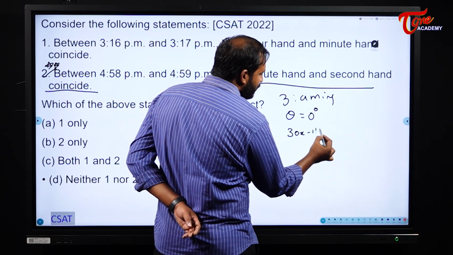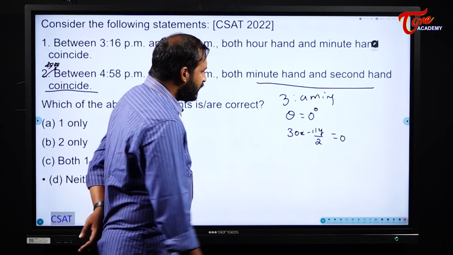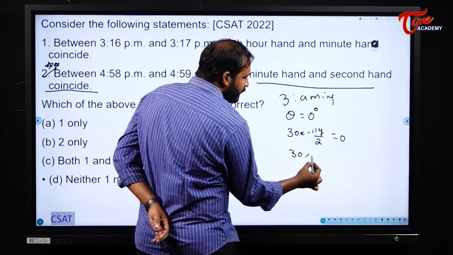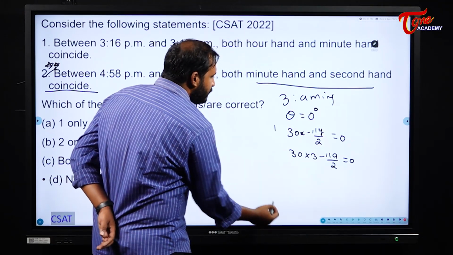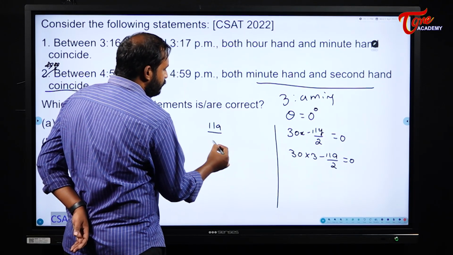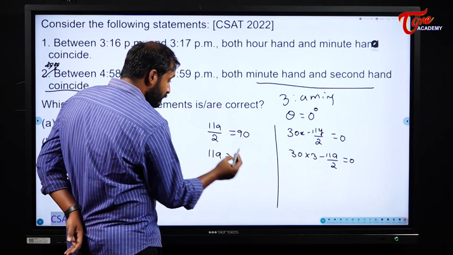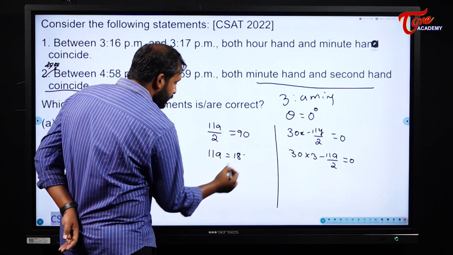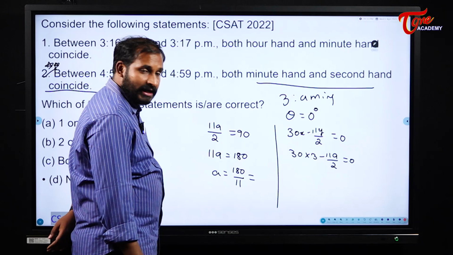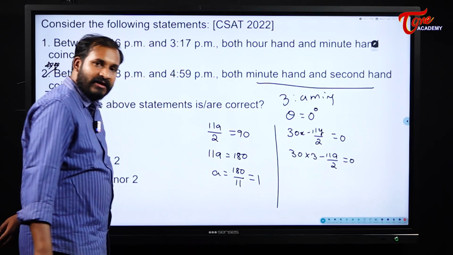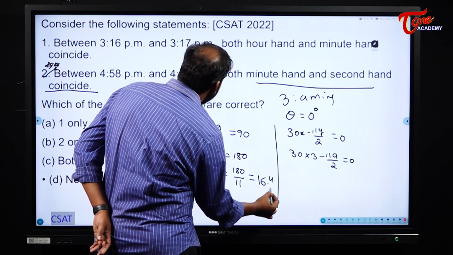From that, what can I say? 30x minus 11y by 2 is equal to 0. I am removing the mod directly. So 30x here becomes 30 into 3 minus 11a by 2 is equal to 0. So from this, 11a by 2 is equal to 90. 11a will become 180. The a value will become 180 by 11. 11 1s are 11, I will be left with 70. 11 6s are 66. So 16 4 by 11 minutes.